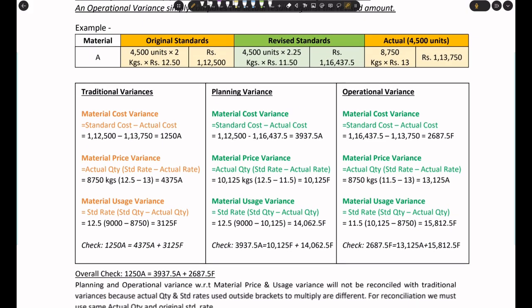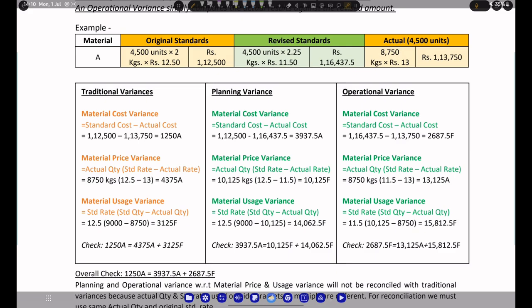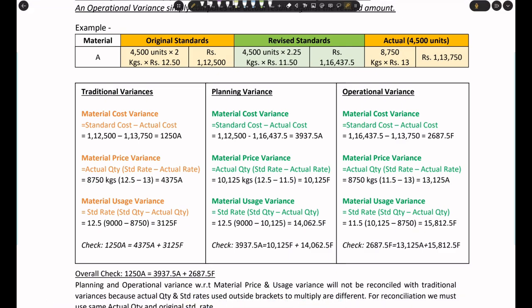Then the planning variance. Material cost variance is standard cost minus actual cost. Standard cost is 112,500 minus the actual cost as per the revised standards, 116,437.5. Then for material price, the actual quantity is outside, and it is standard minus actual rate, 12.5 minus 11.5, multiplied by the actual quantity, that is 4,500 into 2.25 kgs. Then material usage is the difference between standard quantity and actual quantity multiplied by standard rate. The answer comes to 14,062.5.